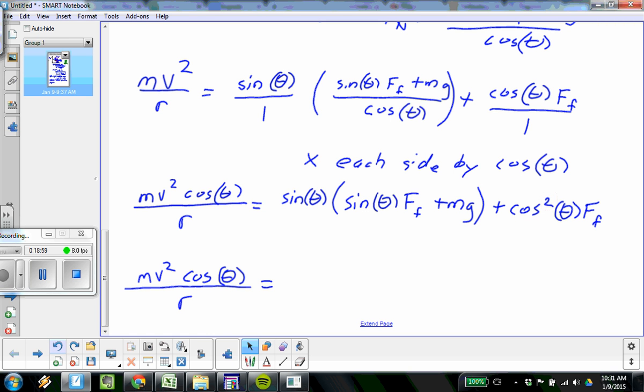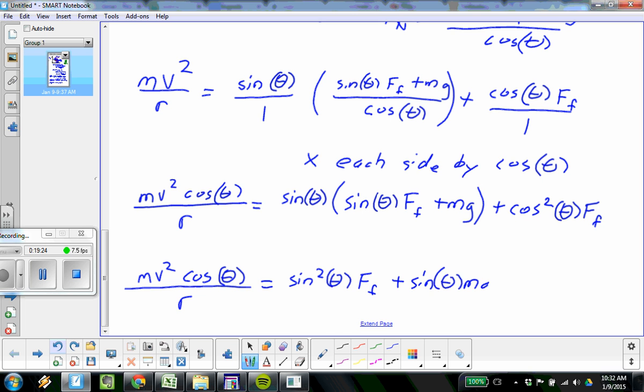And you can notice that I'll be able to do the same thing here. So I'm going to distribute the sine theta through, and I'll do that real quick. So I've got mv squared cosine theta over r on the left, and I've got sine squared theta times the friction force plus sine theta mg. So now I've distributed through my parentheses, and plus cosine squared theta times the friction force.